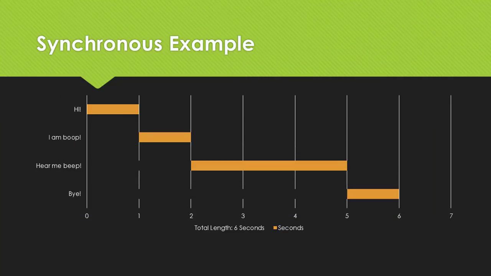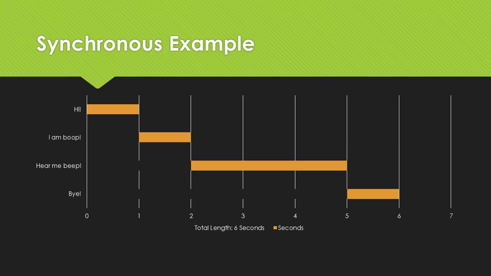So here I have a visual representation of what's going on internally. Let's run the script. The first line is the hi message, which takes about 1 second to run. I'm exaggerating the numbers here. In reality, logging a message takes a fraction of a millisecond to run, and there's very little resources being used. Just go with me here for the sake of simplicity. So this one line takes 1 second to run. After it's finished running, the second line will run, which is the I am Boop message. This also takes a second to run. After that, the next line runs, which is the hear me beep message.